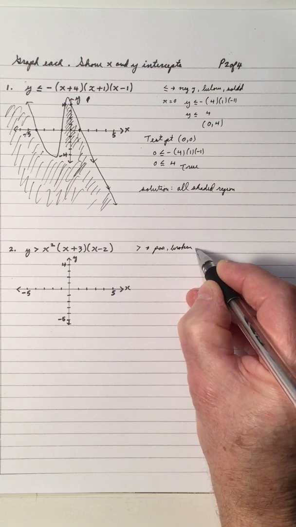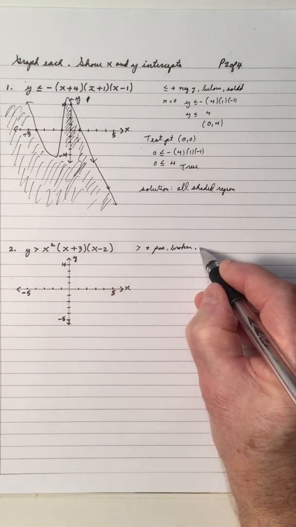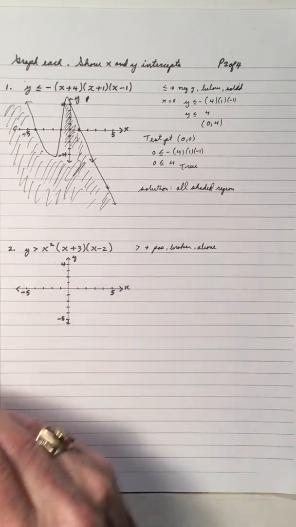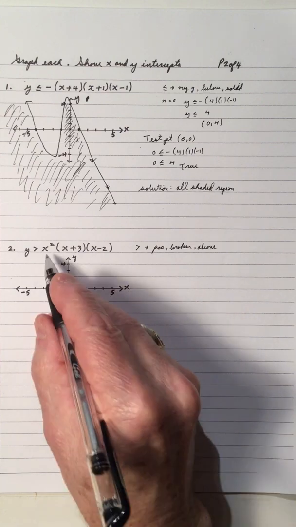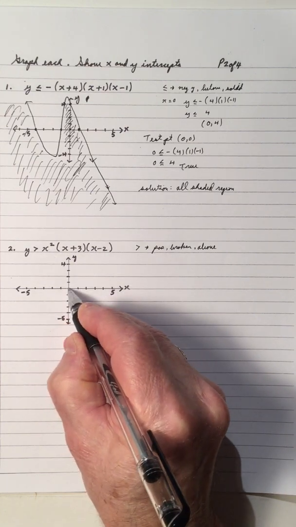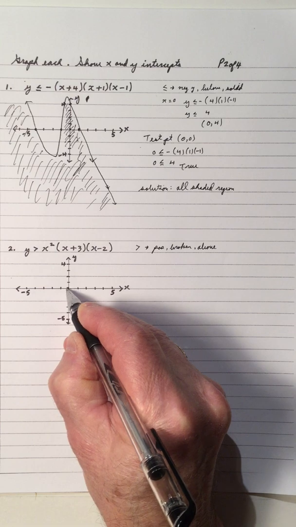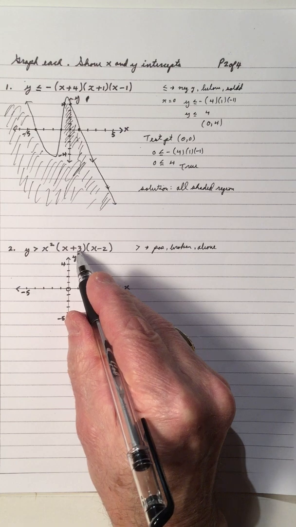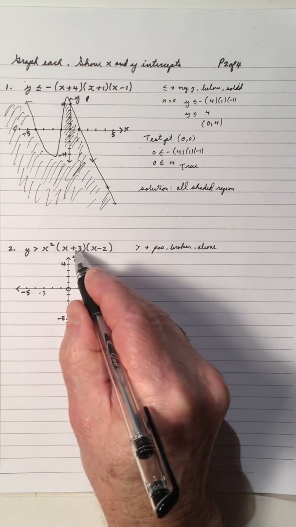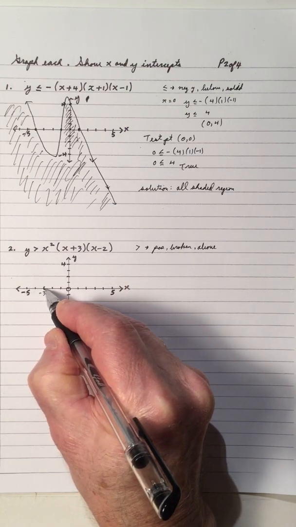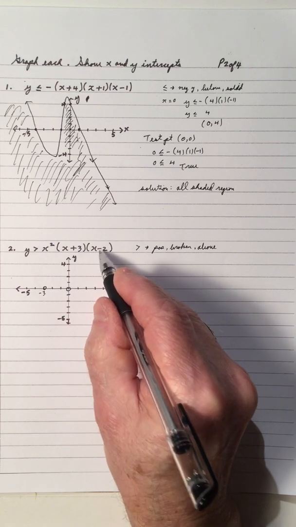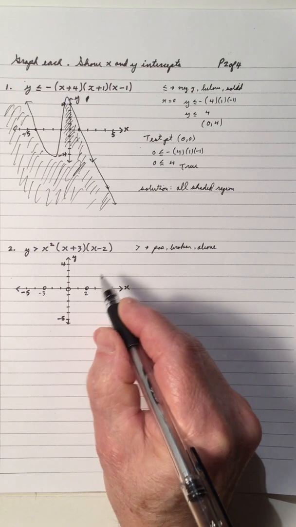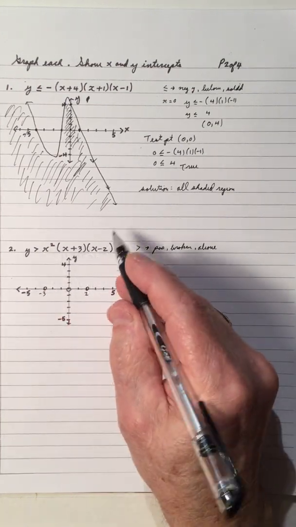The boundary is not solid. And because it's greater than, I shade above. After I get the boundary drawn, I'm shading above because it's greater than. So here we go. X squared, I have a 0, but the 0 is hollow. X plus 3 is a negative 3, and the negative 3 is hollow. And that's x minus 2, so that's a plus 2. So that's a hollow. Now, this is positive, so I'm coming down.